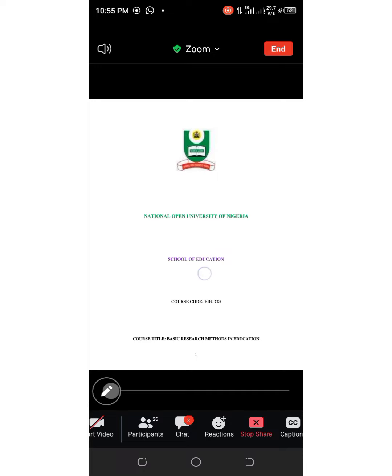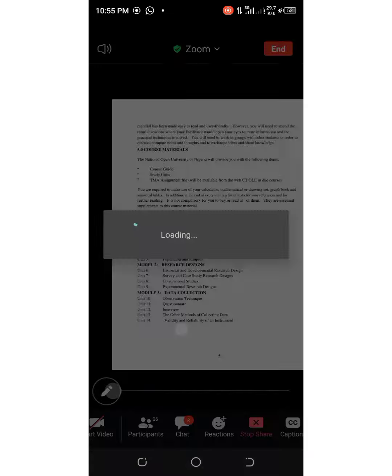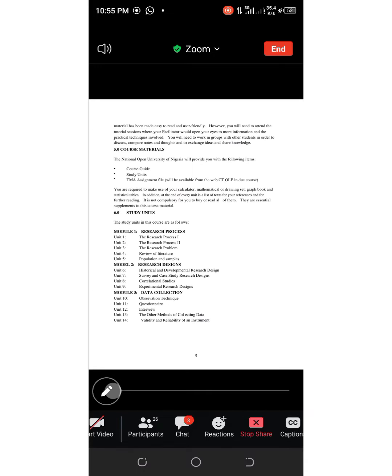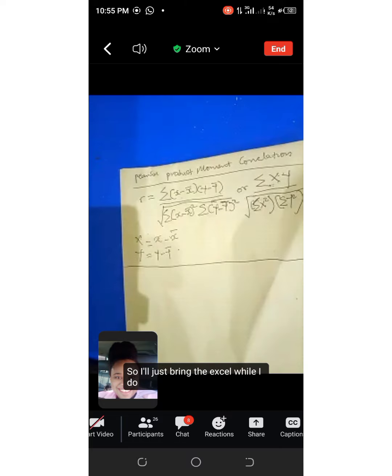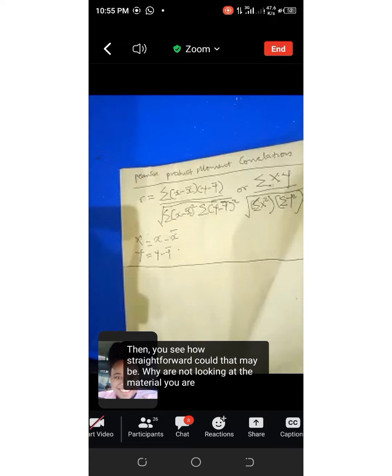So the question, they said, using the data below, calculate the Pearson R. So I'll just bring the x and y. Though they solved it here, let me bring the x and y. Then I will show you how each of the parameters in the table was obtained. Then we'll impute in the formula, and you see how straightforward it is. So that when you are looking at the material, you understand and will not get confused about how they arrived at what they arrived at.